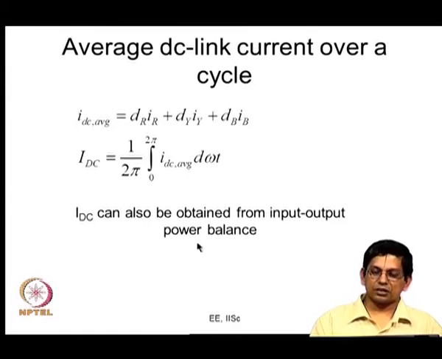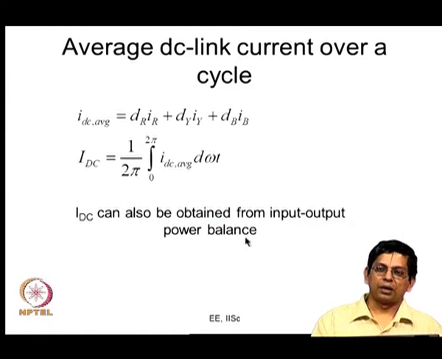So, you can always write that if Vm is your peak phase voltage, Im is your peak phase current, and phi is your power factor angle, then Vm Im into cos phi, this whole thing multiplied by 3/2, would be the AC side power. You balance the AC side power and the DC side power, and you can come to IDC. So, IDC can be expressed as the AC side power divided by VDC.